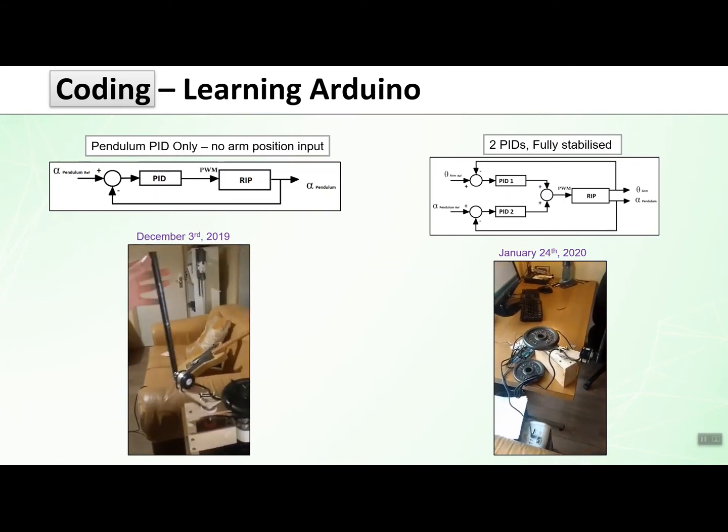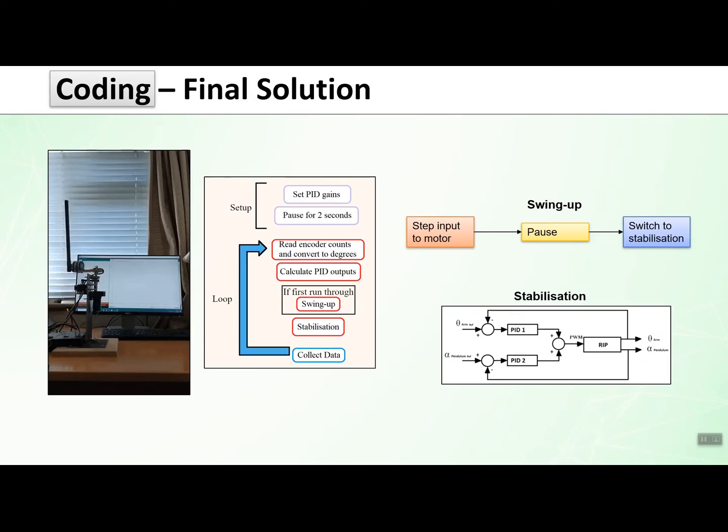After achieving stabilisation control on the prototype, I decided to make the final build. The clip there is the final solution, and the flowchart of the code is shown here. In the setup section, the preset PID gains are read. A 2-second pause gives time to get some distance from the pendulum before it swings up, because the swing up, as you can see, is quite violent.